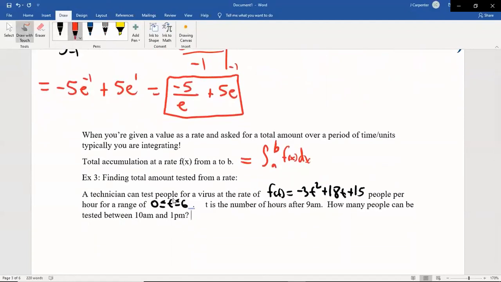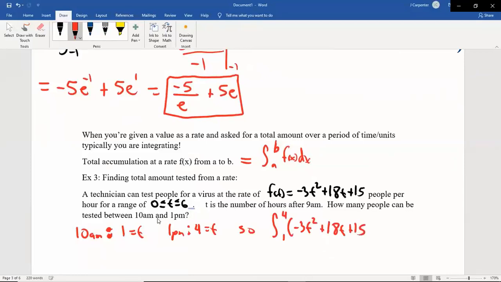It's not 10 and 1 because t is the number of hours after 9 a.m. Well, 10 a.m. is 1 hour after 9 a.m. So that makes the t 1. And at 1 p.m., that's 3 more hours, so that's a t value of 4. So we are integrating from 1 to 4 the function -3t squared plus 18t plus 15.